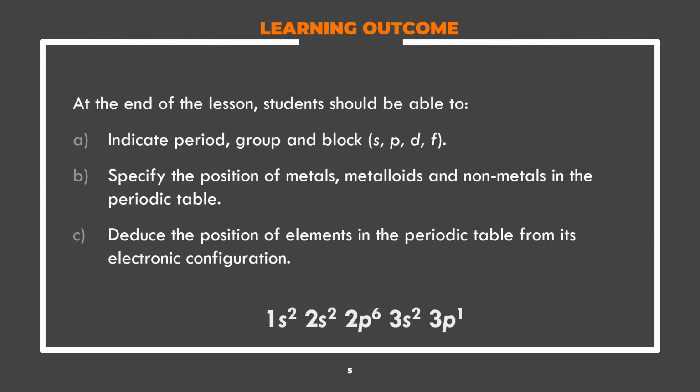At the end of the lesson, students should be able to indicate period, group, and block for a specific element, specify the positions of metal, metalloids, and non-metal in the periodic table, and also deduce the position of elements in the periodic table from its electronic configuration. So by the end of the video, you will be able to identify the group, period, block, and also the classification of this element as metal, metalloid, and non-metal based on their electronic configurations.